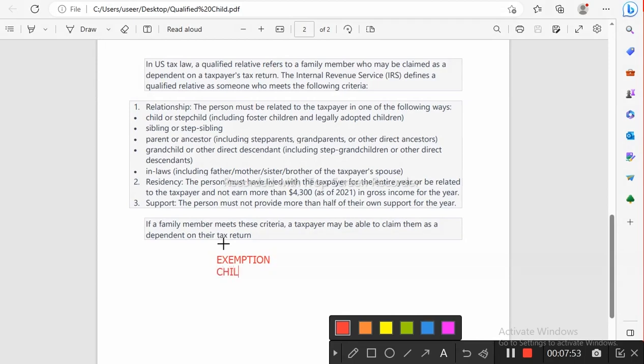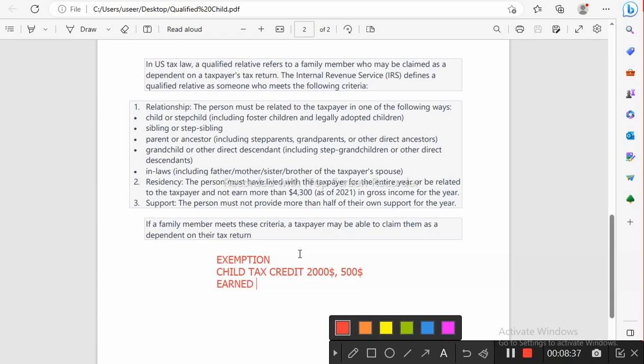Second one is the child tax credit. If you have a qualifying child, you may be eligible for the child tax credit, which can provide a credit of up to $2,000 per child. Next is, of course, $500 for a qualified relative. Next one is the earned income tax credit.